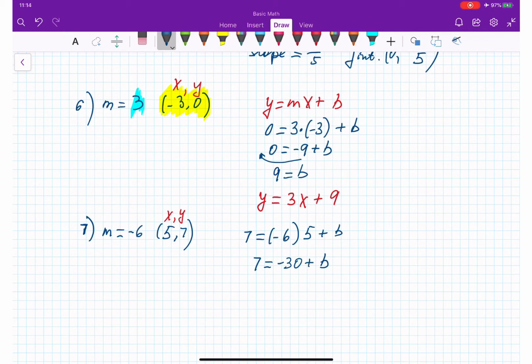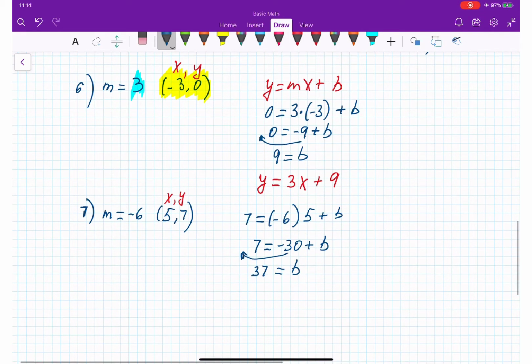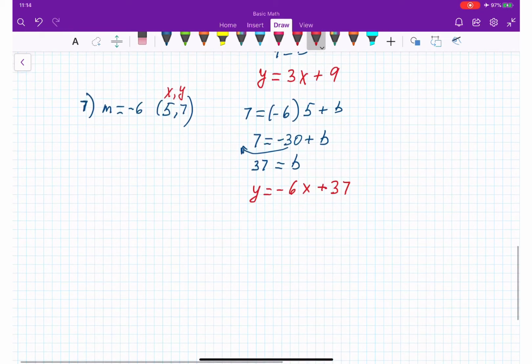All right, once I move -30 to this side, it will be positive, right? So 7 plus 30 is going to be 37, equal to b. So we have b, we have m. So how will our equation look? Our equation is going to be y equals -6x plus 37. This is how our equation is going to look. Next one.